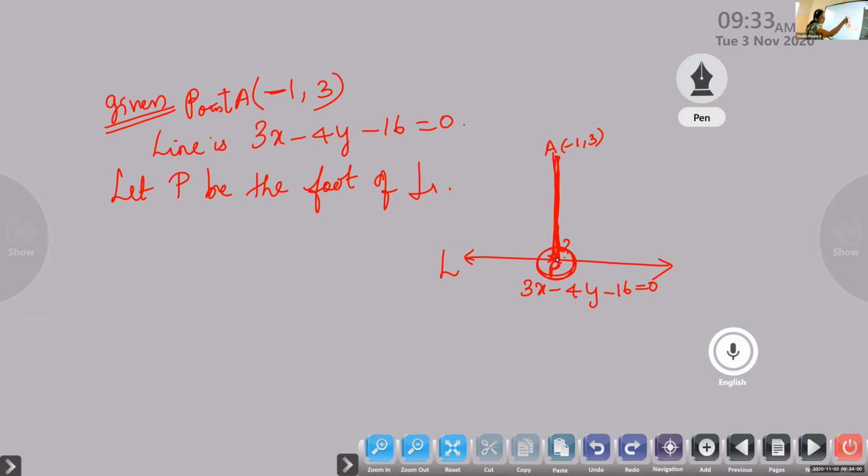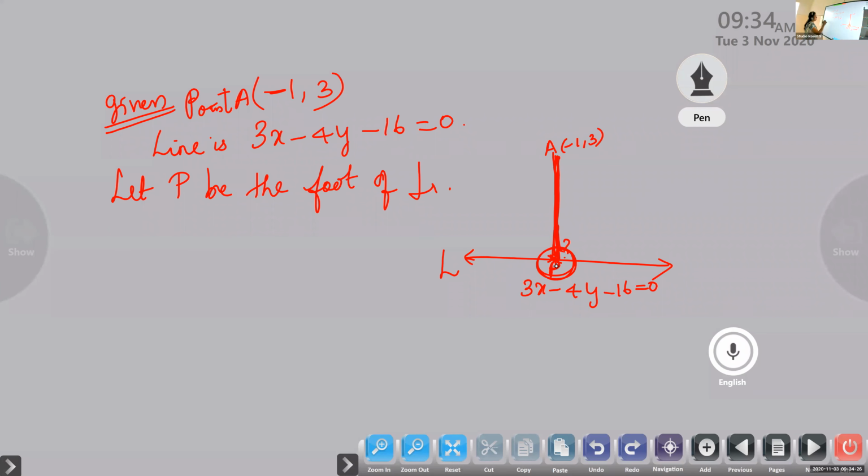Now we have the equation of AP, and the equation of the line is given. If you solve these two equations, we will get the point of intersection. Is it clear? So our aim is to find the equation of AP. In order to find the equation of AP, we need one point and the slope. The point is already given. We want to find the slope.